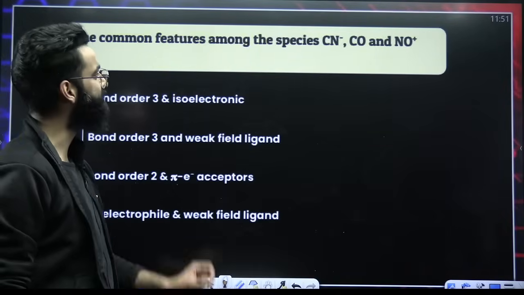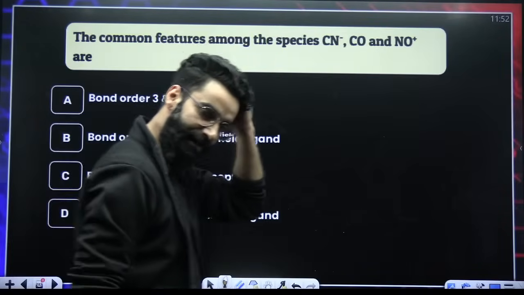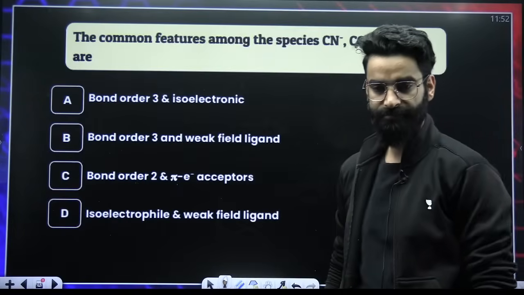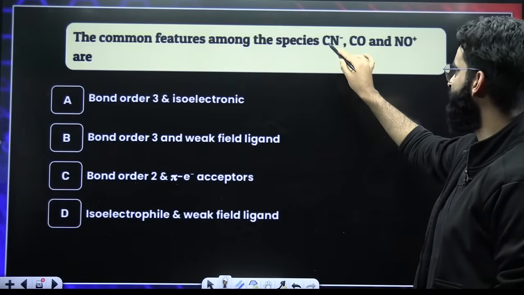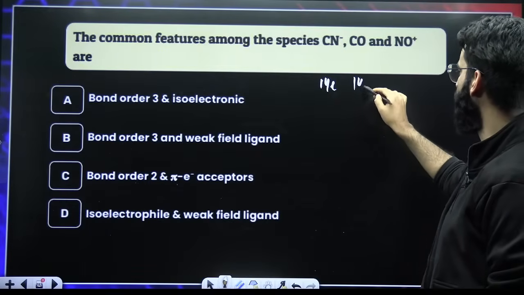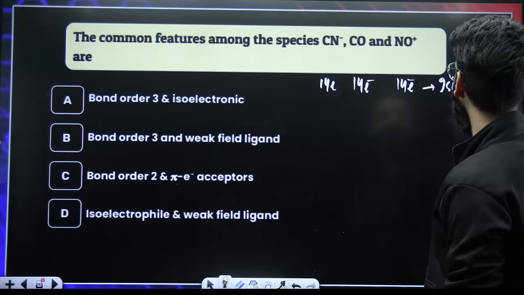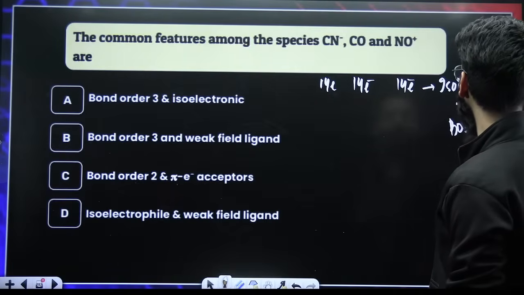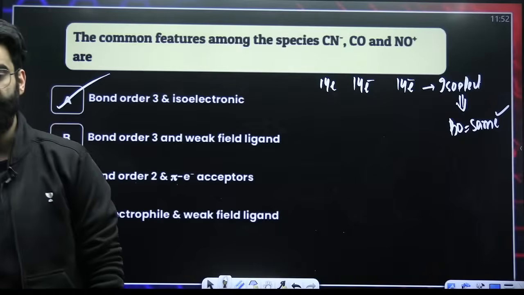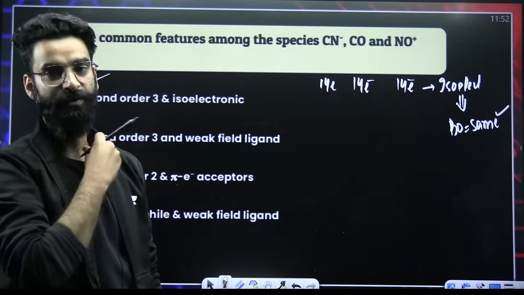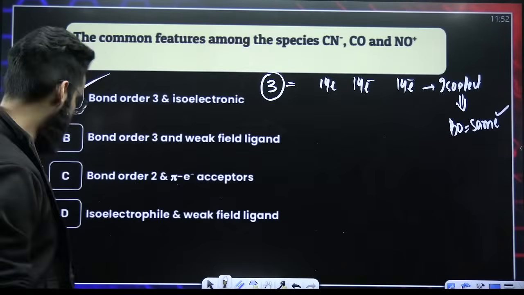The common features among the following species: CN negative, CO, NO positive. What do you think? CN negative: 7 plus 6 is 13 plus 1. This is a 14 electron species. So first of all, they are isoelectronic, and isoelectronic species have got same bond order. And you know, all the 14 electron species have got a bond order of 3. Right?